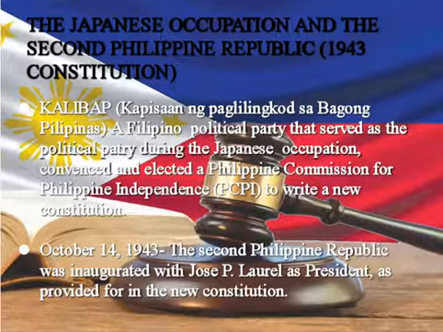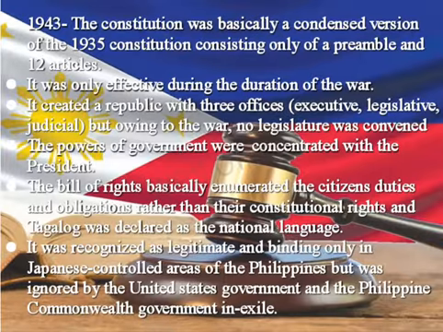Jose P. Laurel was a lawyer for the local Japanese community before World War II. He was able to build strong ties with the Japanese before, during, and after the war.